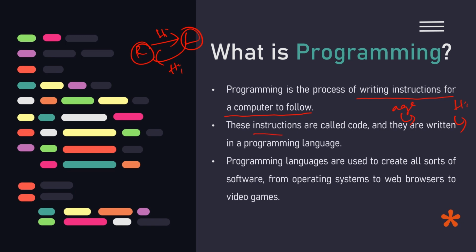These instructions are called code, and they are written in a programming language. Because if you know English, I need to tell you in English only, right? If I tell you in Hindi, will you understand? No, you will not understand. Similarly, a computer also will not understand whatever language humans know. Computers have some languages, they are C, C++, Python and Java. So we need to learn at least one programming language to communicate with a computer. Programming languages are used to create all sorts of software. Keep this word aside: software means nothing but a large code, a group of codes. From operating systems to web browsers to video games.